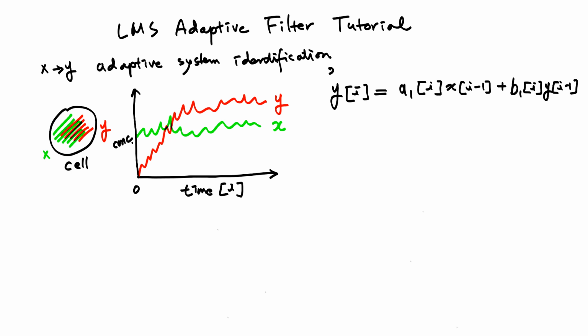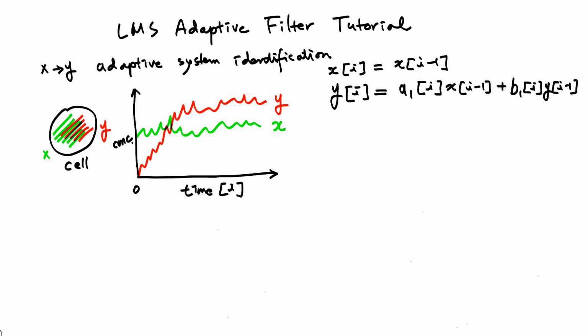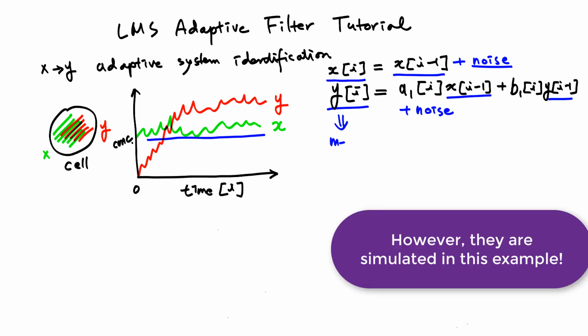And we need an equation for X as well. X of i is x of i minus 1, because X protein level is a constant, we will have this equation. But we will add some noise to X. That's why we observe these fluctuations for X. And also we will add noise to Y as well. This x of i and y of i, or x of i minus 1, these are measured data.